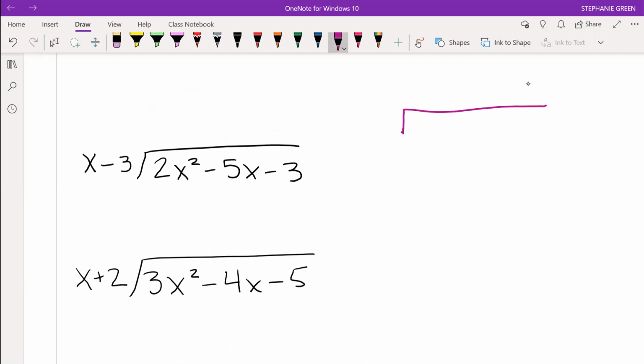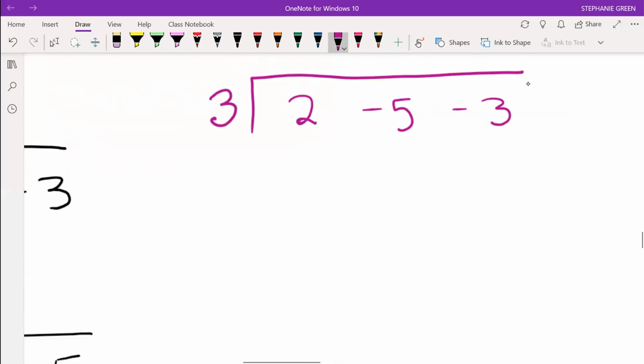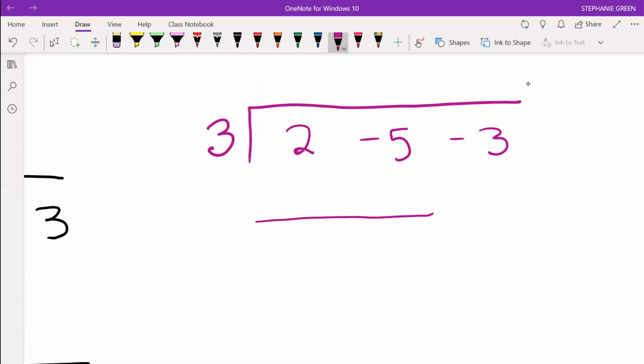Here's my division bracket, and underneath my division bracket, I'm going to put the coefficients of my dividend, which are 2, -5, and -3. And outside of my bracket, I put the negative constant of my divisor. My constant of my divisor here is a -3. When I change the sign, it's going to be a +3.